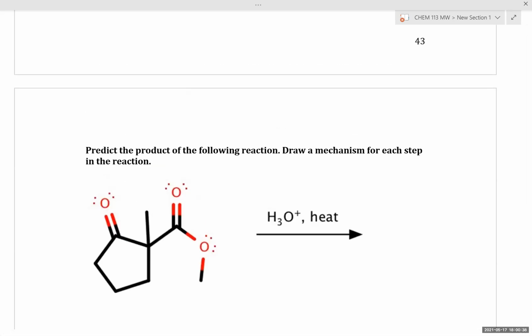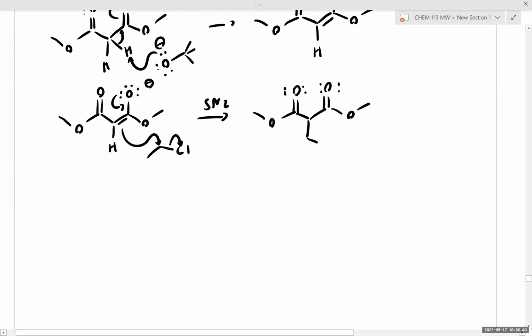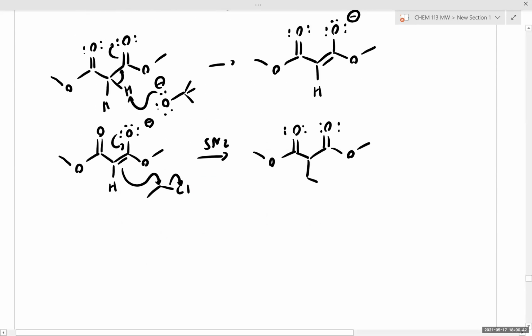The last example, this is the SN2 reaction right here, where our nucleophile attacks the electrophilic carbon and displaces the leaving group. No, it's more than okay to ask. Did that address your question? Perfect.